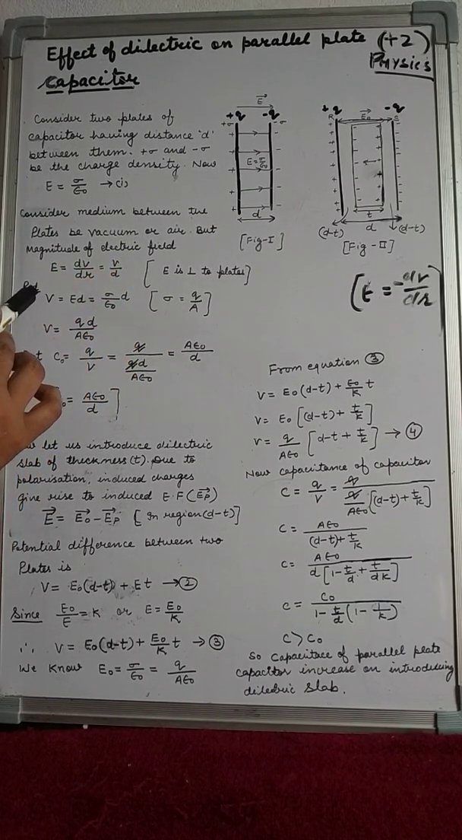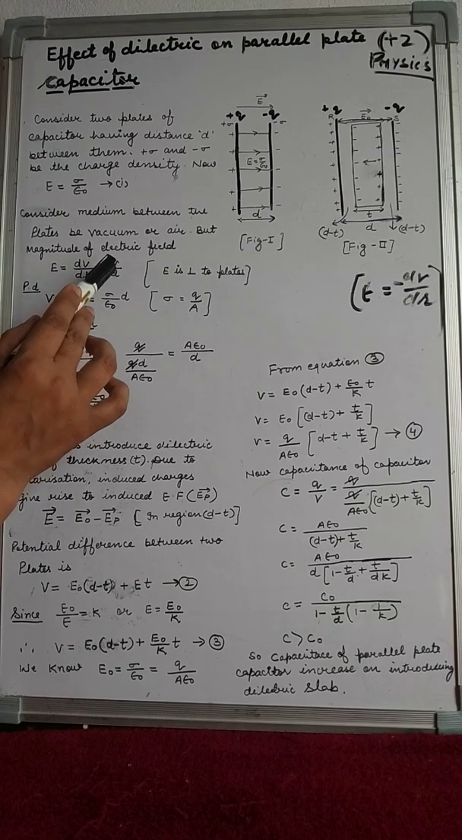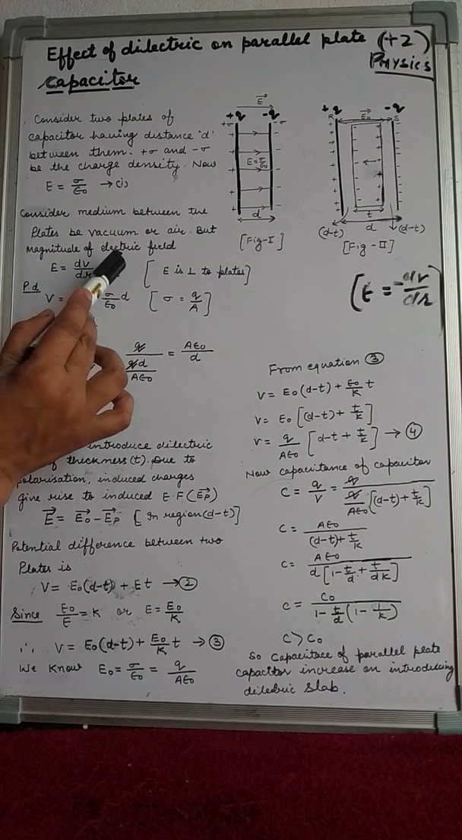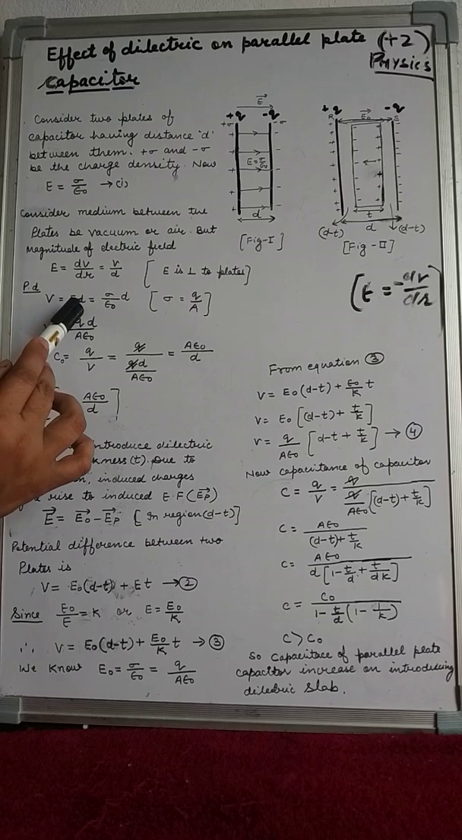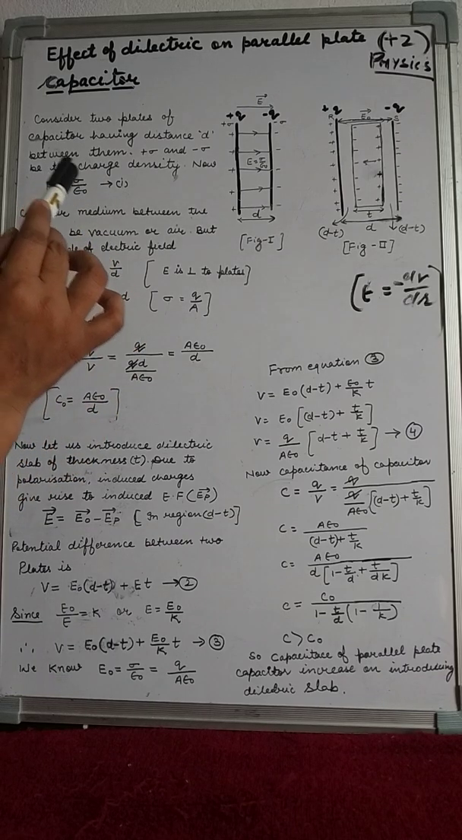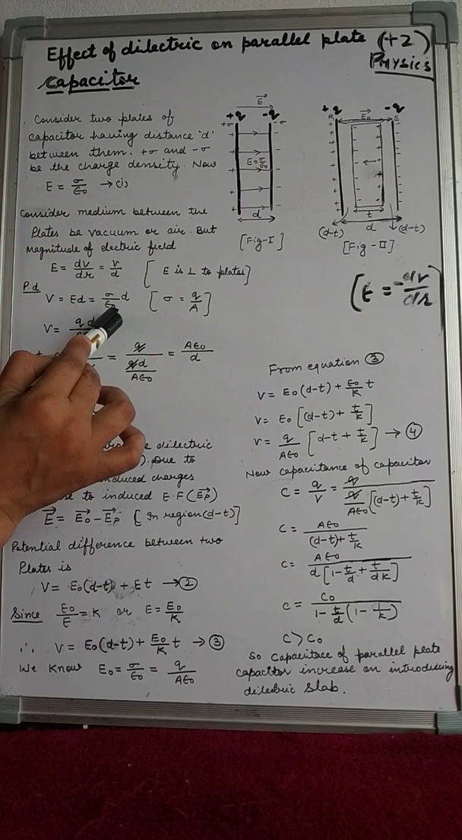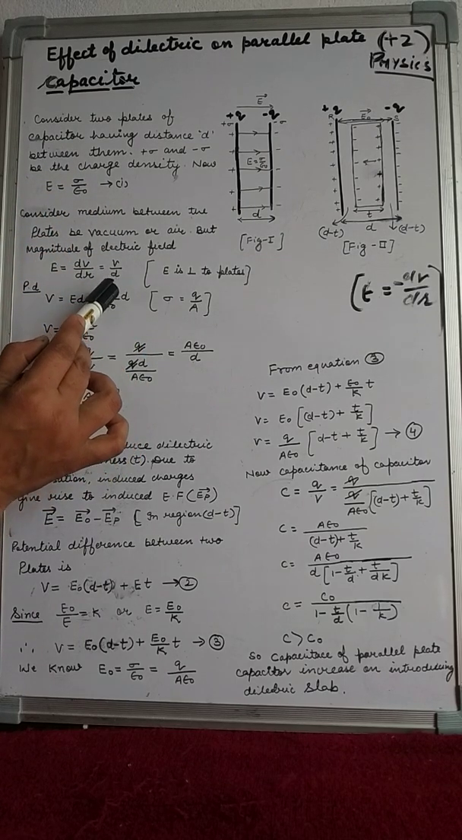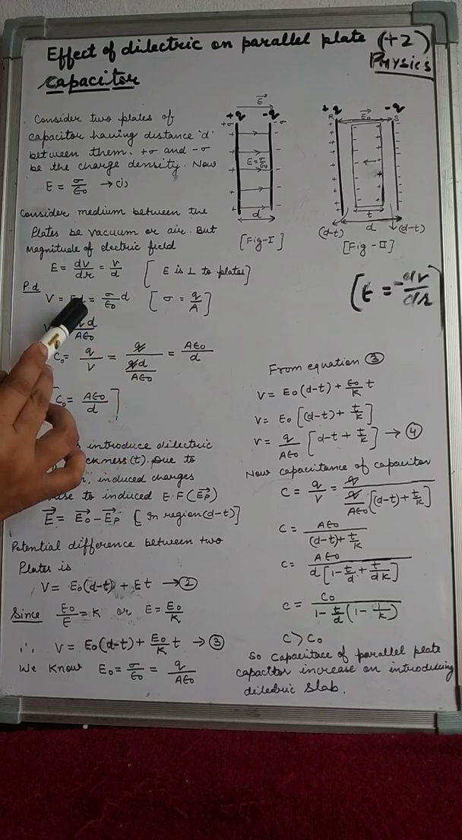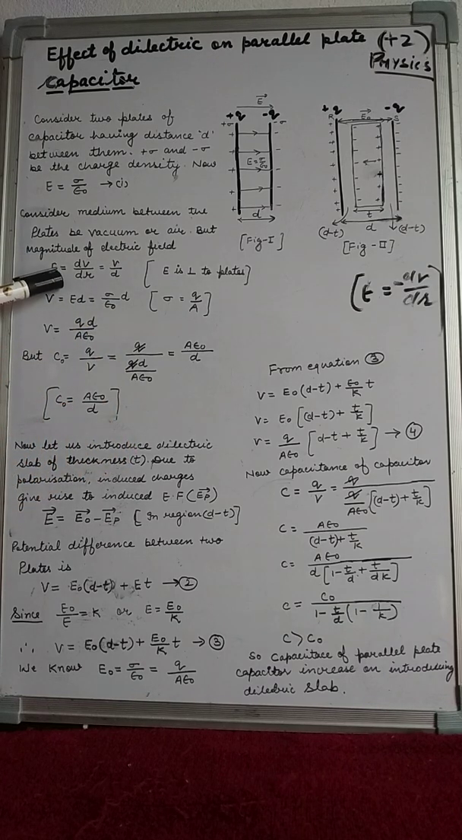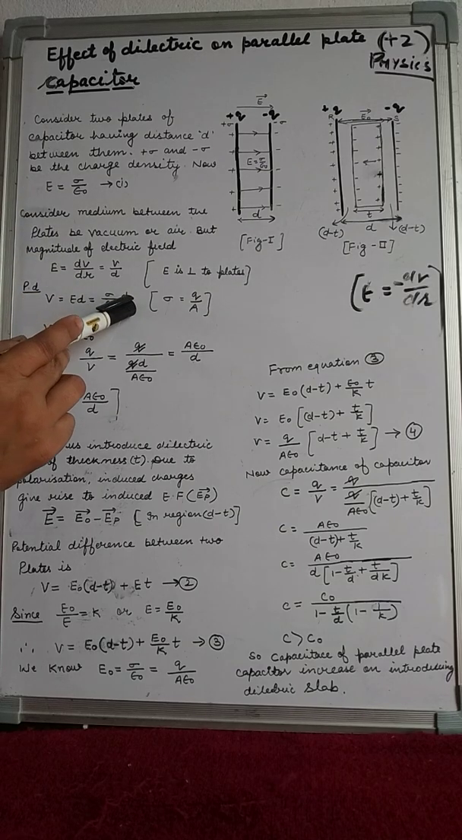From here V is equal to E into d. Now put the value of E here. What is the value of E? Sigma upon epsilon naught. So V is equal to sigma upon epsilon naught into d. We have put the value of E here.